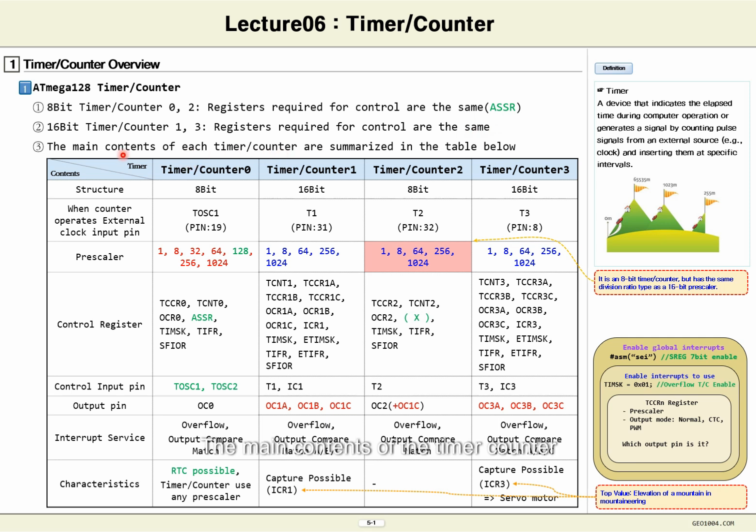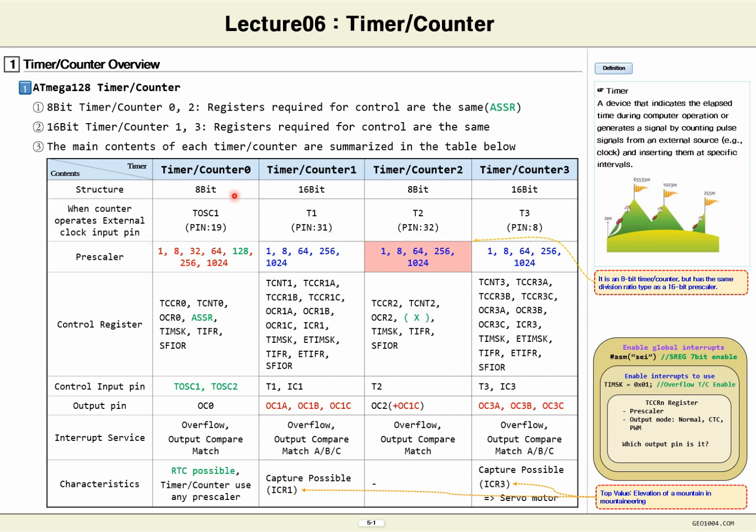The main contents of the timer counter are summarized in a table as follows. Timer counter 0, timer counter 1, timer counter 2. There is a timer counter 3. The structure is 8 bits for timer counter 0 and timer counter 2, respectively. Timer counter 1 and timer counter 3 have a 16-bit structure. The external clock input pins used when operating as a counter are TOSC1 and T1, T2, and T3. The absolute pin numbers are 19, 31, 32, and 8.